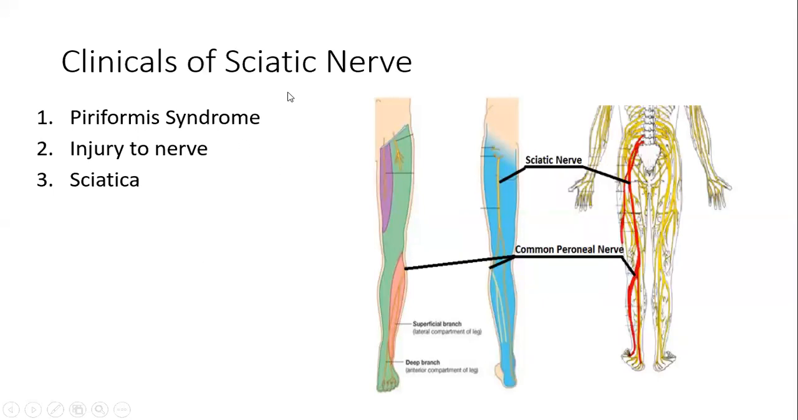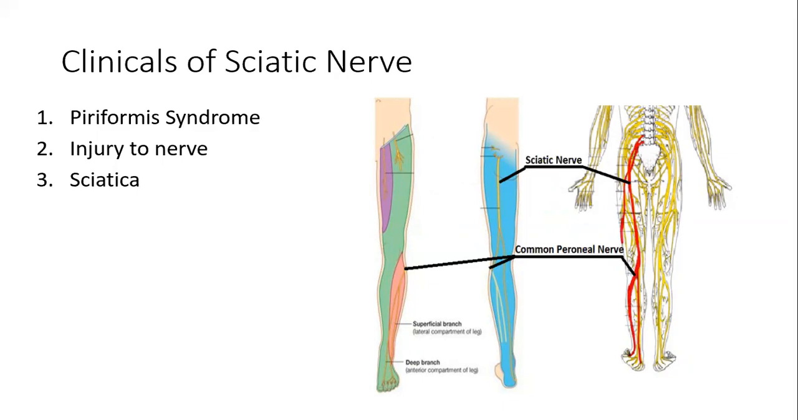Clinicals of the sciatic nerve include a very famous clinical, which is called piriformis syndrome. Also, sciatic nerve often gets injured, especially in cases of misplaced intragluteal muscular injections. And then we have a condition called sciatica. So we will describe each one of them in detail.